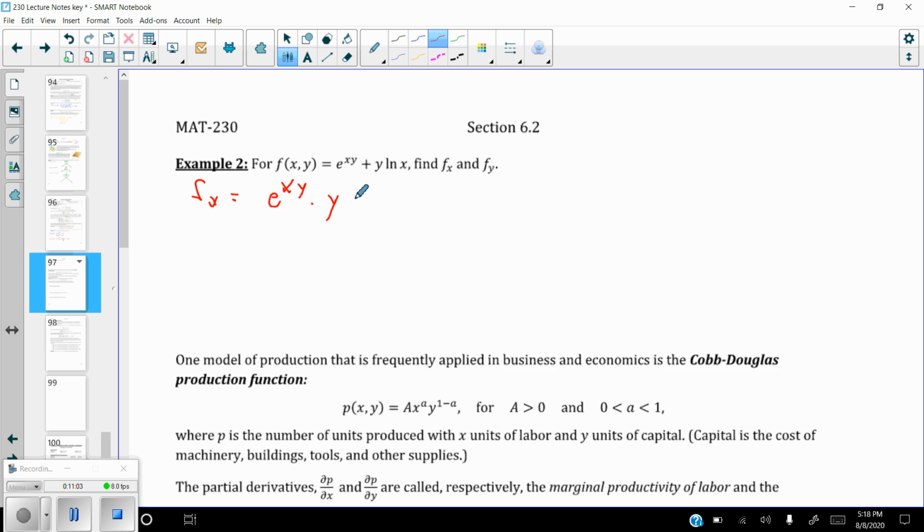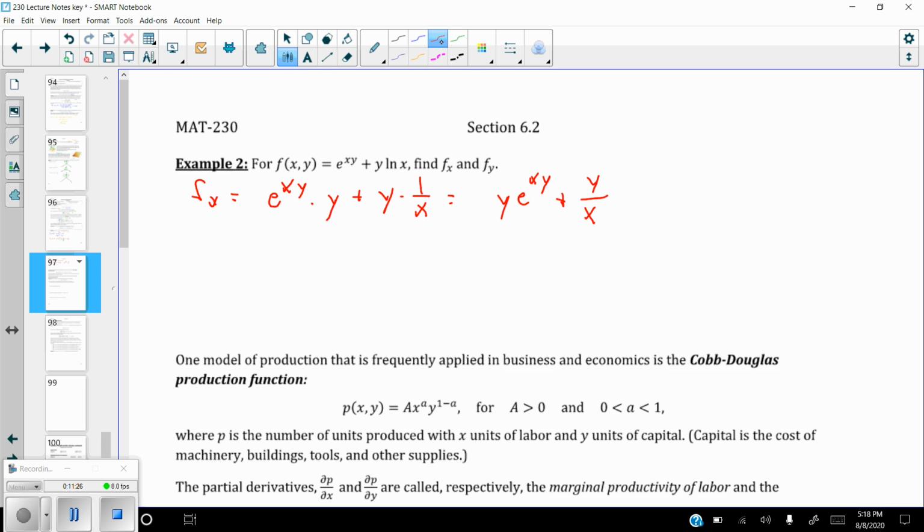Now the derivative of the second part, remember that y is a constant, so it's like having a 5 out in front of the natural log. So it's going to be y times derivative of natural log of x, which is 1 over x. And again, I'll just clean that up. So I'm going to move the first y to the front. And then plus y times 1 over x is y over x.